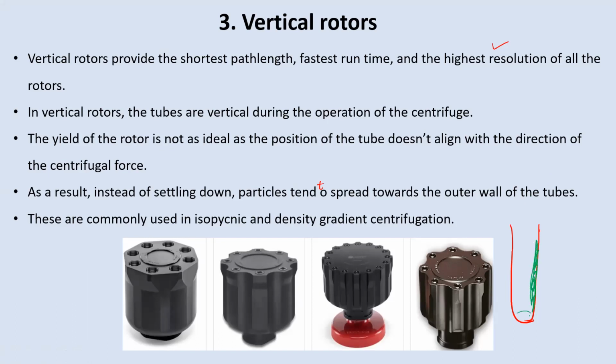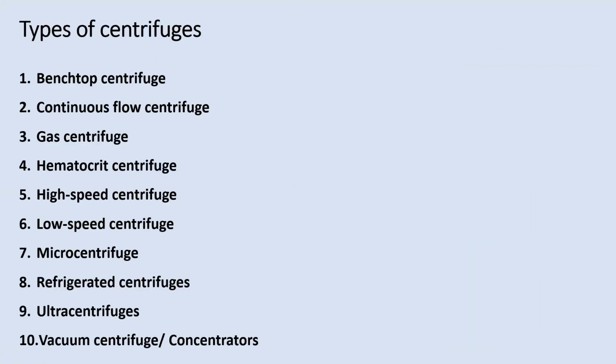Okay, rather than settling here, it will settle on the wall. These are commonly used in isopycnic or density gradient centrifugation. We're also going to see the types in the next slide. Now, they were the 3 different types of rotors.